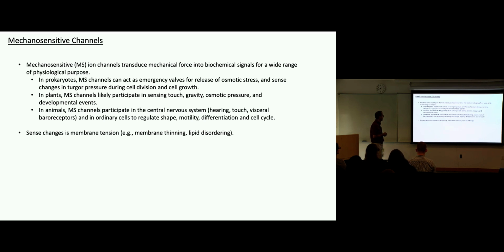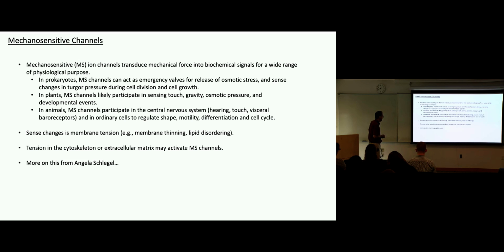But just to be complete, in prokaryotes, they act as emergency valves for osmotic stress. In plants, they participate in touch, gravity, osmotic pressure, and other developmental events. In animal cells, they're just so incredibly important in the nervous system. In ordinary cells, they play roles in regulating shape. We can hear because of mechanosensitive ion channels. We can sense gravity. We can hold our balance because of mechanosensitive ion channels. But again, you're going to hear about that later, from Angela Schlegel.